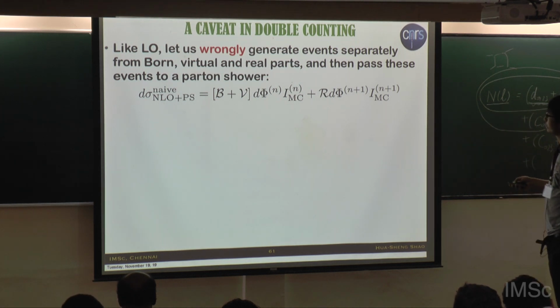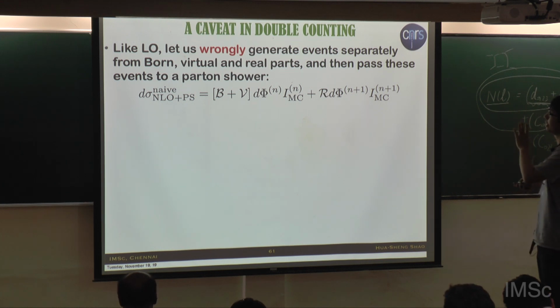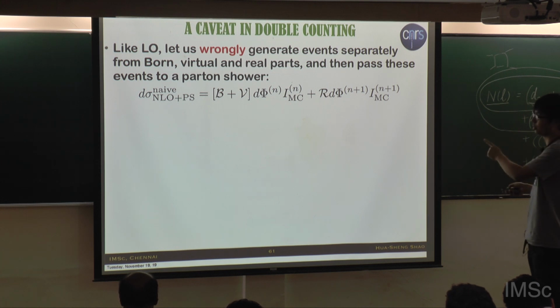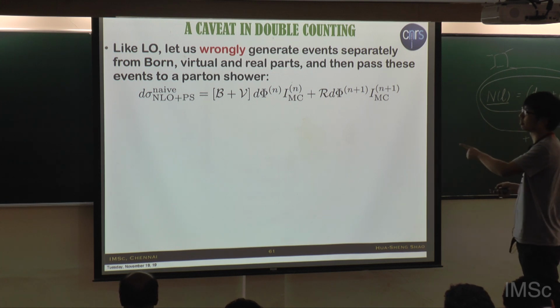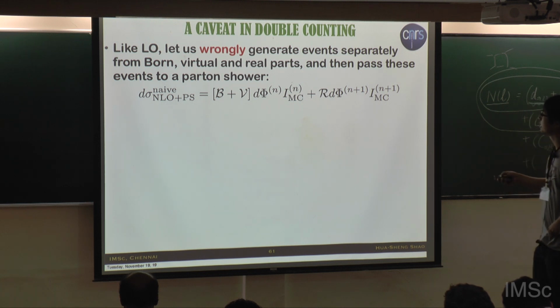So let's see why there is double counting in a more formal way. Assuming that you treat next-to-leading-order parton shower the same way as leading-order parton shower, it's wrong. But let's see why it's wrong.